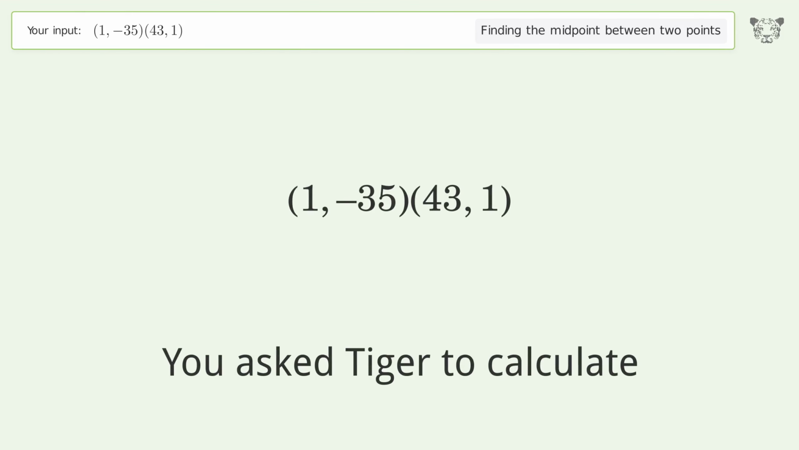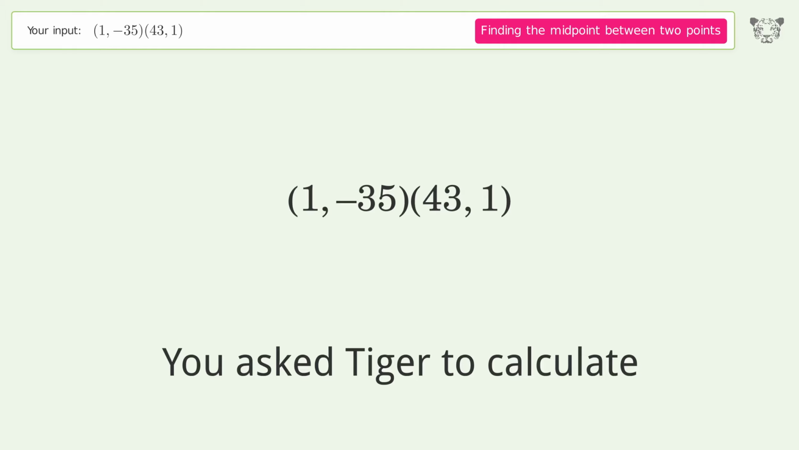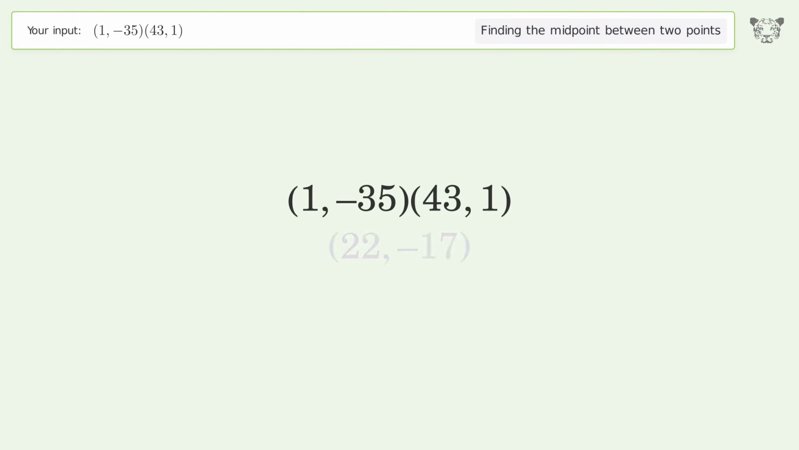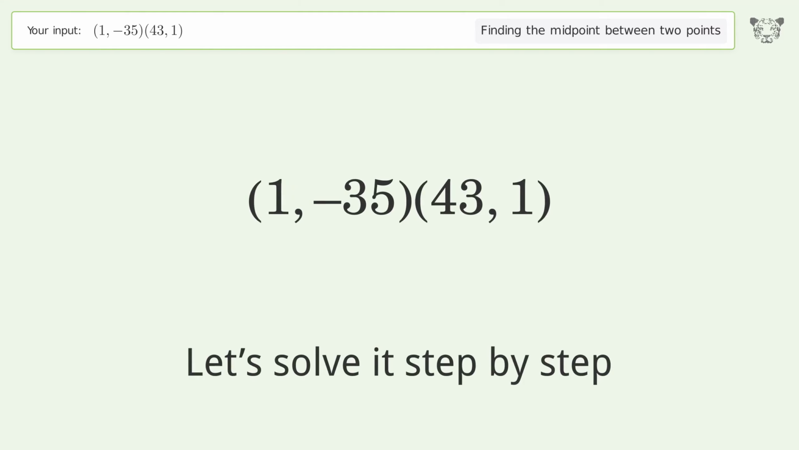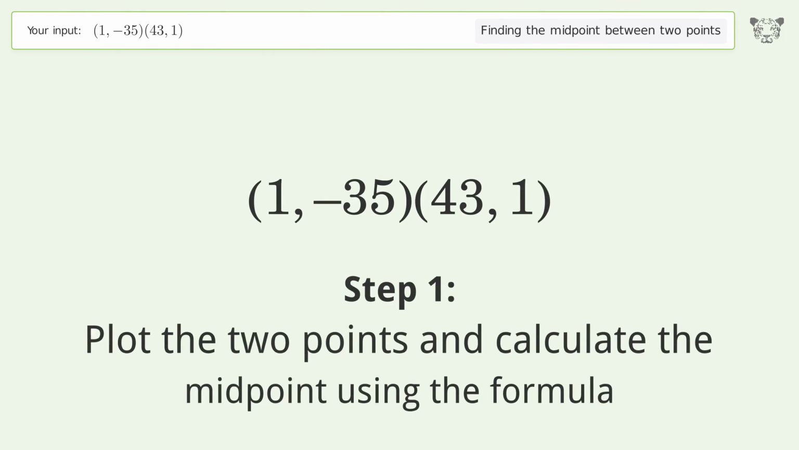You ask Tiger to calculate. This deals with finding the midpoint between 2 points. The midpoint between the 2 points is 22, -17. Let's solve it step by step. Plot the 2 points and calculate the midpoint using the formula.